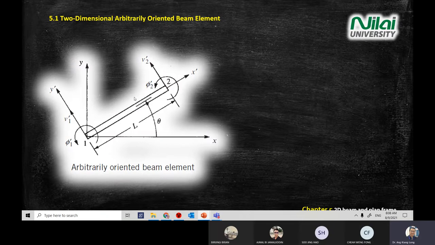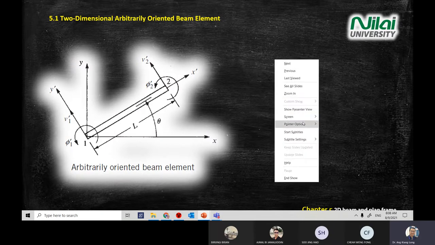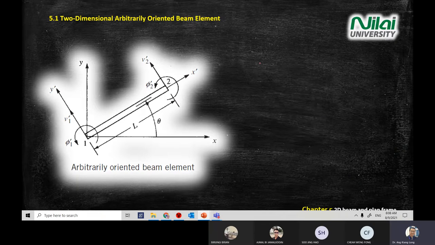As you can see on your screen here, the beam in the example that we saw in the previous lecture is always horizontal. This is the previous one. But today, if you compare the red color diagram and the one on your screen, you are seeing there's an angle. The beam is rotated at a certain angle from X to X prime.